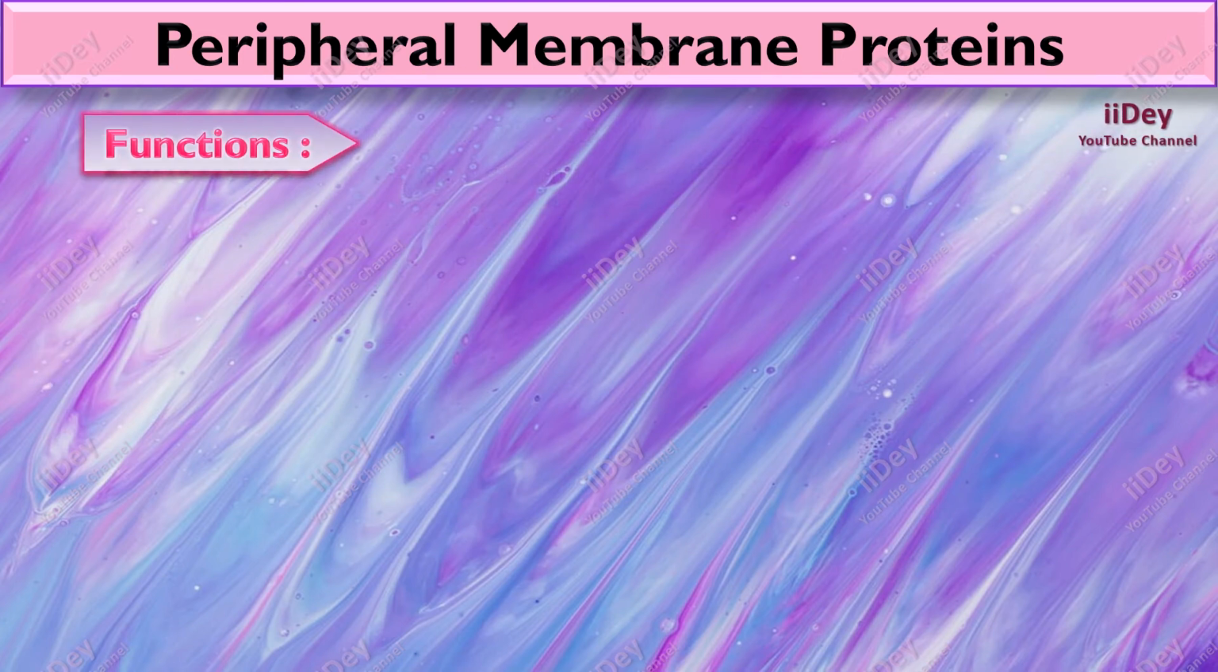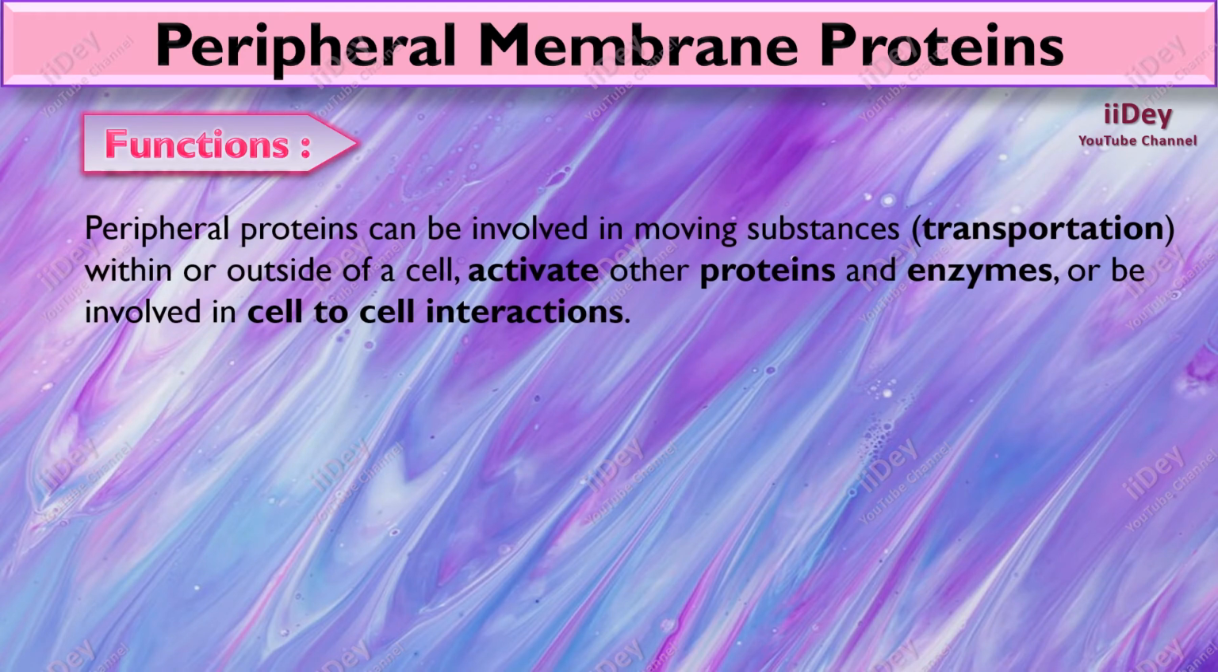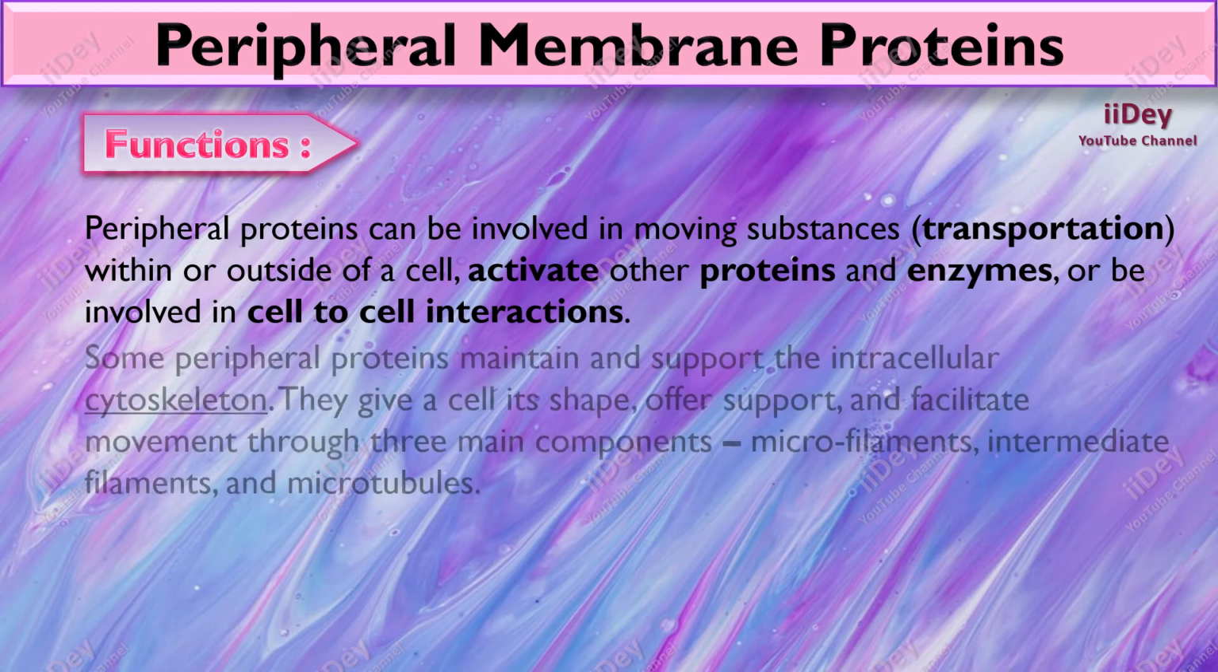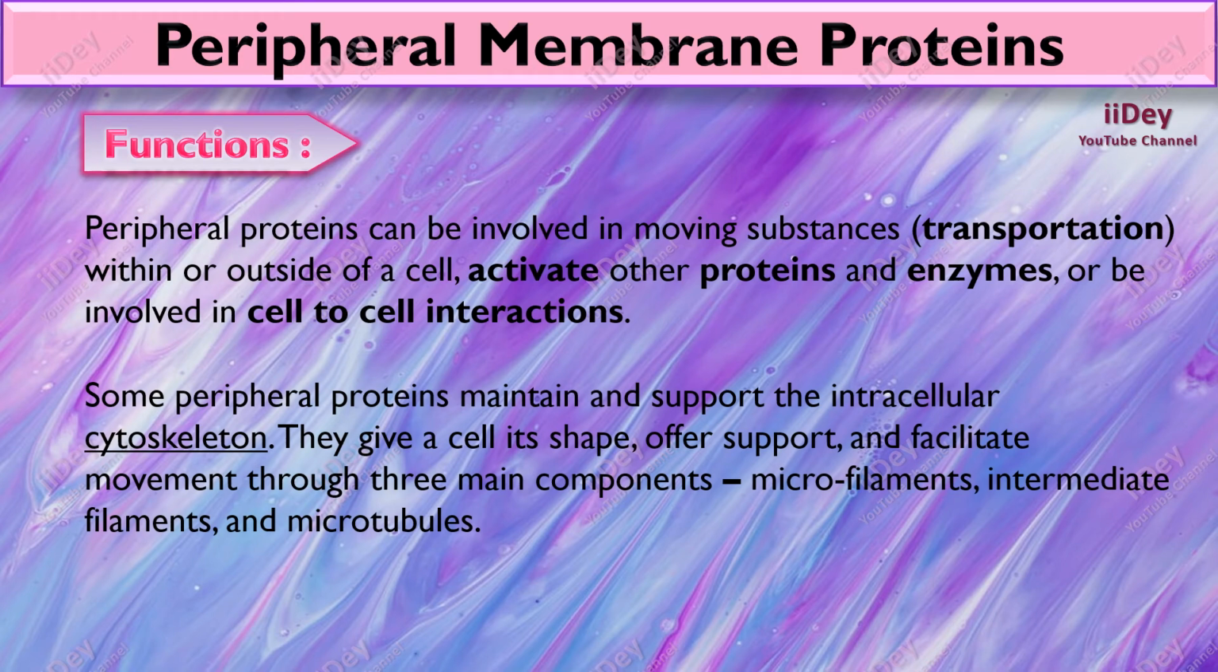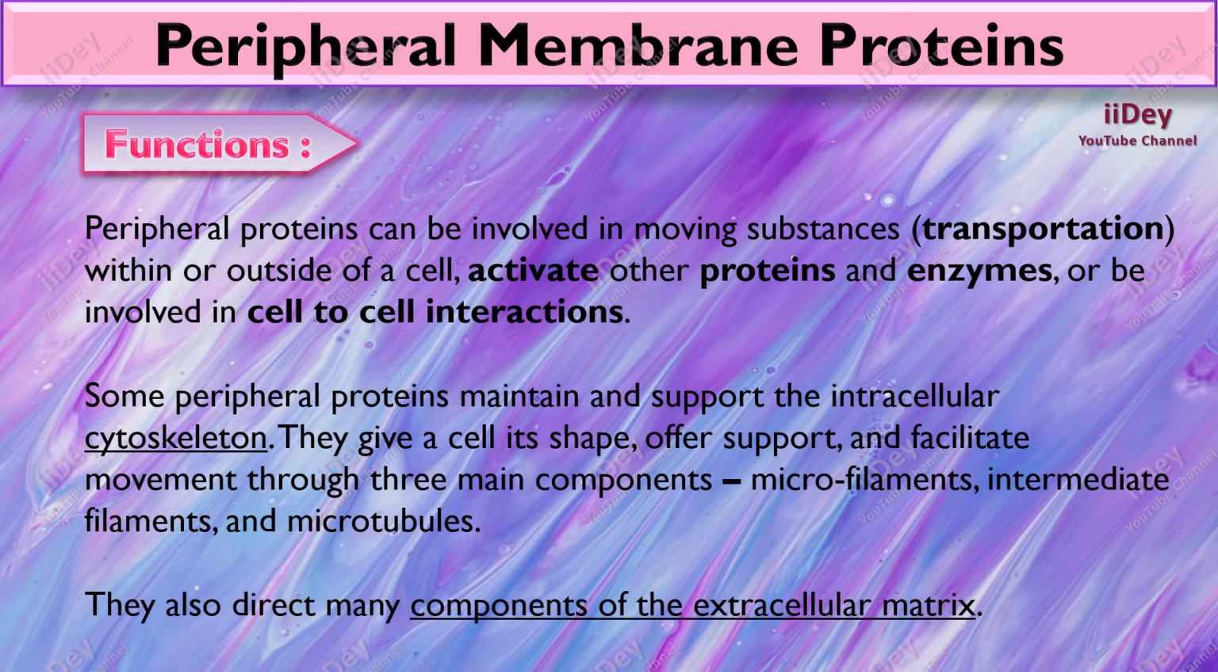Peripheral membrane proteins have a lot of important functions. These proteins can be involved in moving substances, or transportation, within or outside of a cell, activate other proteins and enzymes, or be involved in cell-to-cell interactions. Some peripheral proteins maintain and support the intracellular cytoskeleton. They give a cell its shape, offer support, and facilitate movement through three main components: microfilaments, intermediate filaments, and microtubules. They also direct many components of the extracellular matrix.